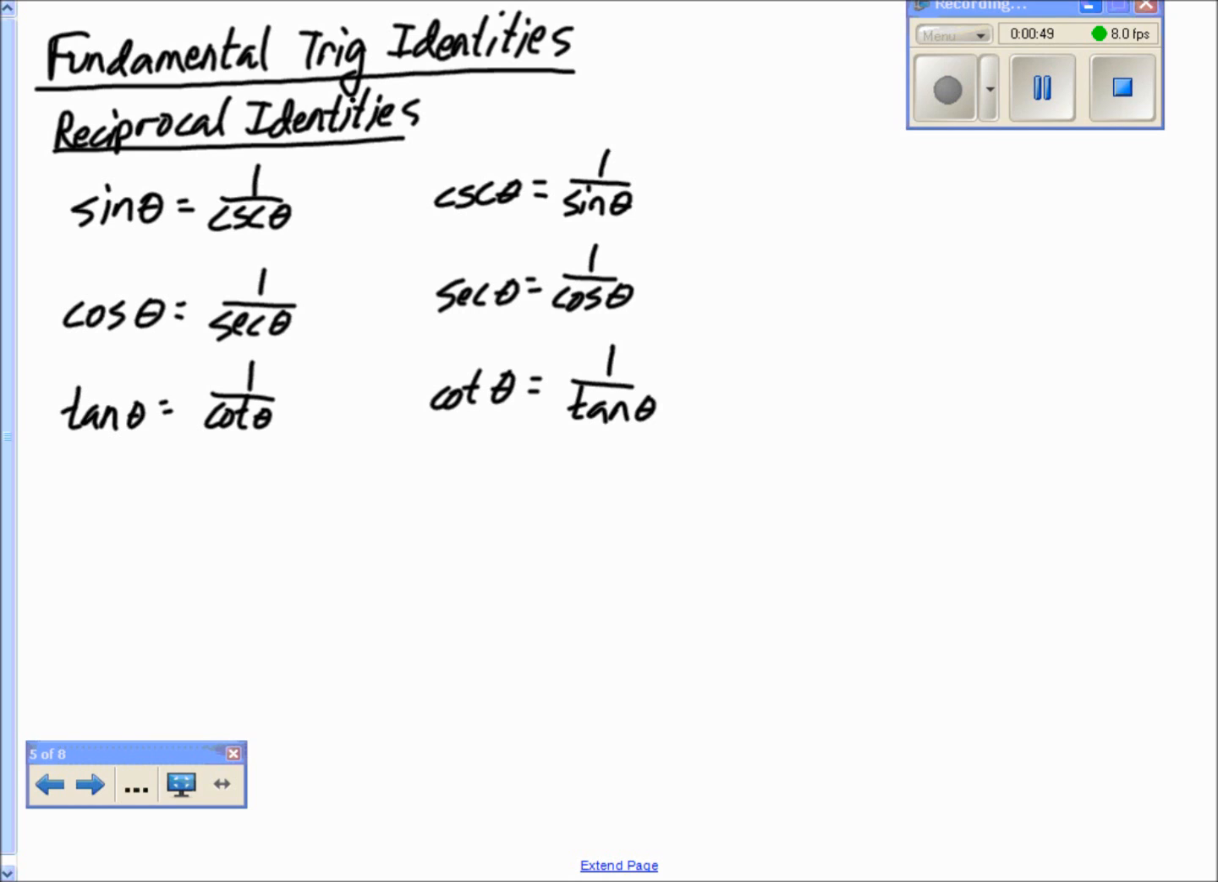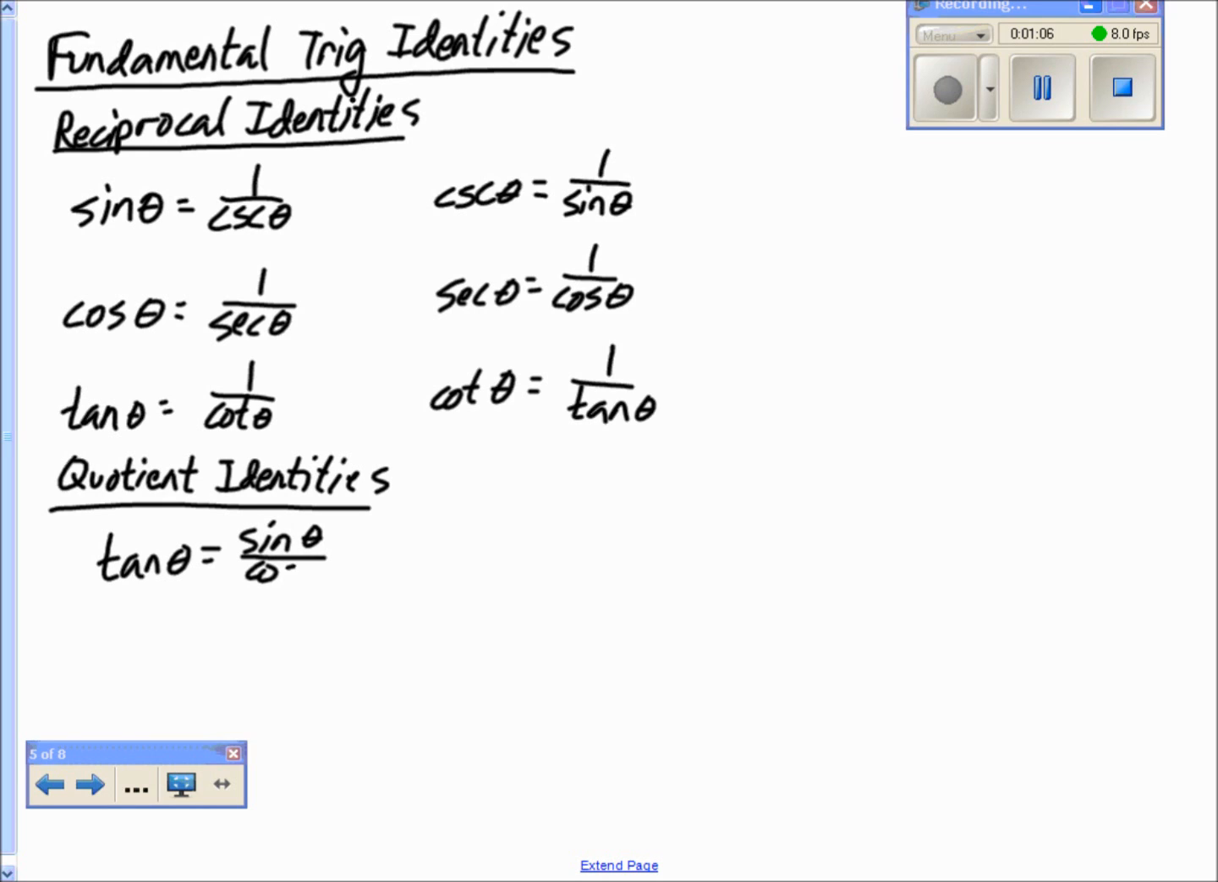There are some quotient identities that we've talked about. One of which was the tangent. So the tangent is defined as the sine over the cosine. And the cotangent, its quotient identity would be cosine over sine.